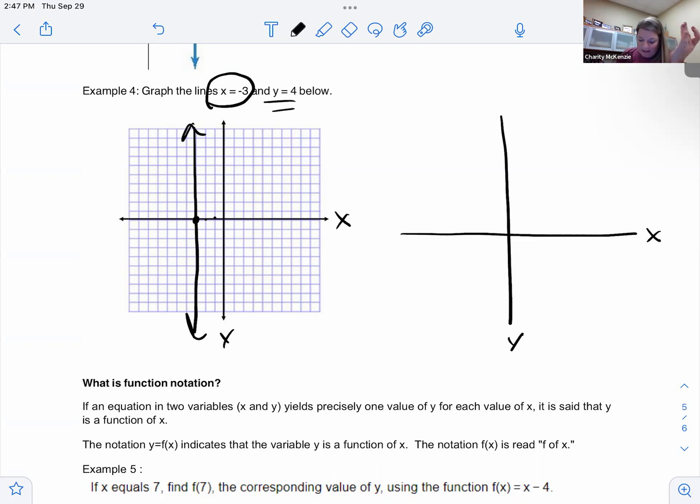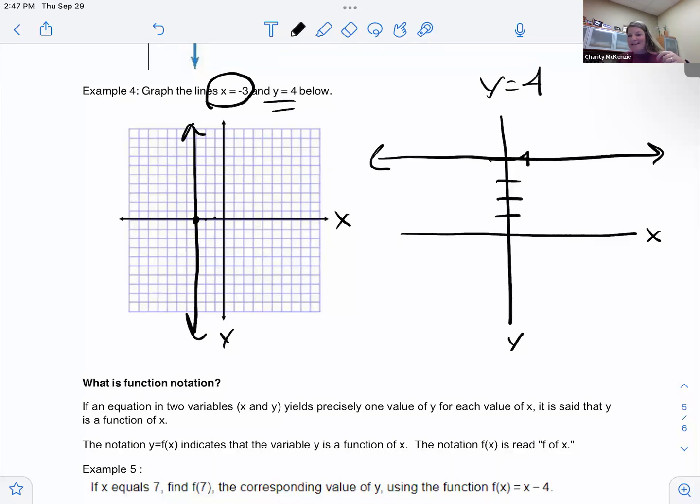Next line, y equals 4. Okay, this one we go to where y equals 4. 1, 2, 3, 4. This is 4. And y equals 4 horizontally all the way across. Y is 4, it doesn't matter what the x is. Y is 4 all the way across that line. So there are those two lines. I didn't draw them together because if I put it on an exam, you'll think that they should be drawn together, and they're totally different lines.